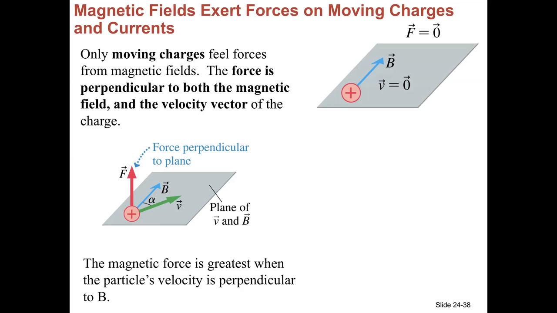The other thing, case two, is if we're moving, but we're moving parallel to the field. So if the velocity and the magnetic field are in the same direction, like shown here, we also have no magnetic force. It's only when there's an angle between B and V that we have this perpendicular force.